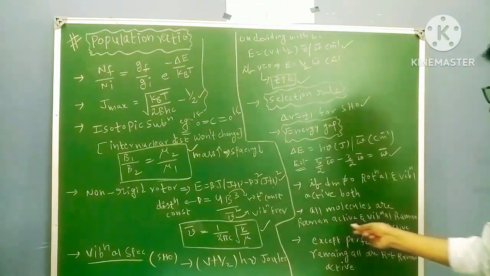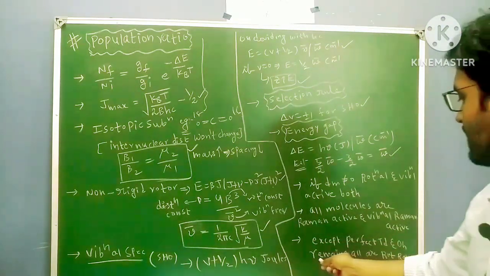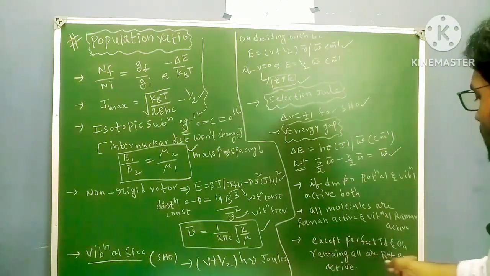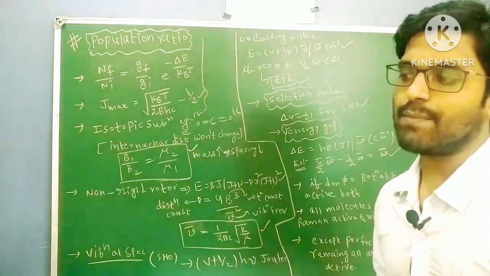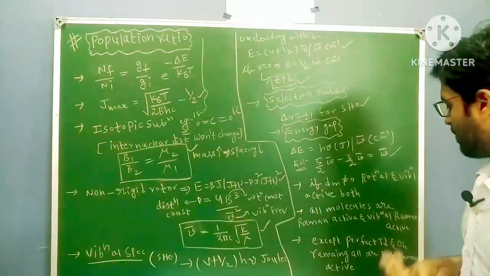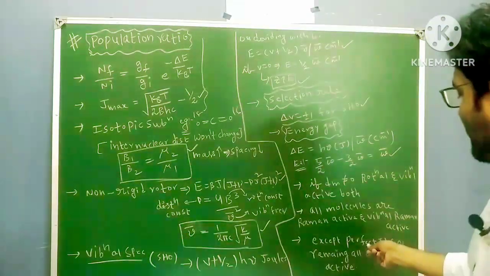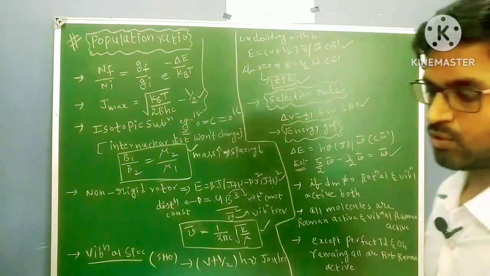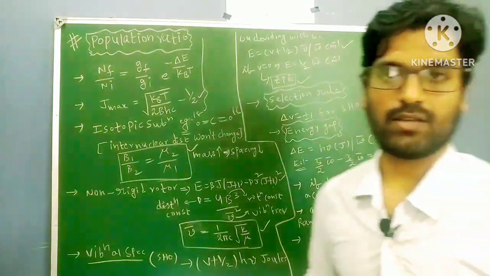All molecules are Raman active and vibrational Raman active, right? Except perfect tetrahedral and octahedral molecules, remaining all are rotational Raman active molecules. Okay. So if the examiner will ask you only about the Raman active, then all molecules are Raman active. But if you want to find the rotational Raman active molecules, except the perfect tetrahedral and octahedral molecules, remaining every molecule is a rotational Raman active molecule, right?